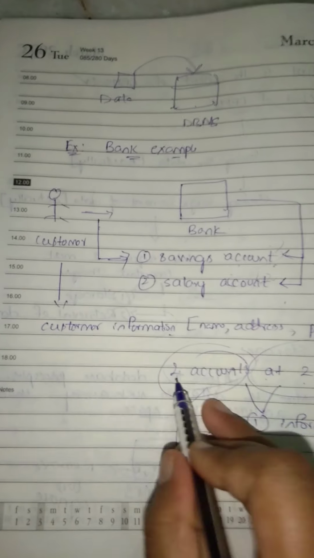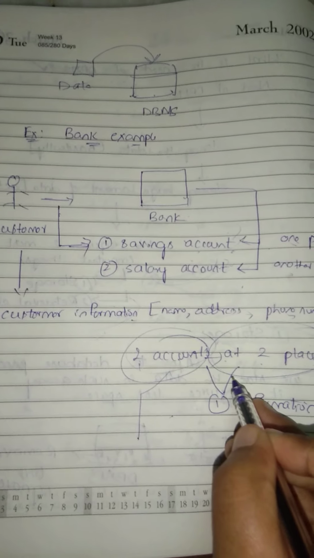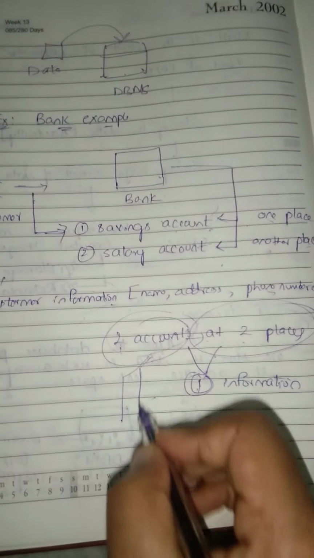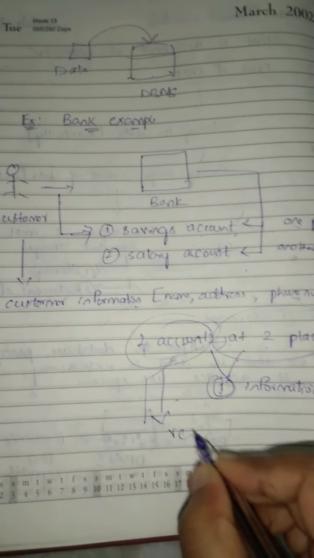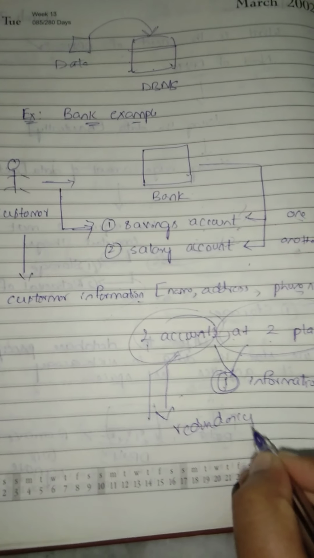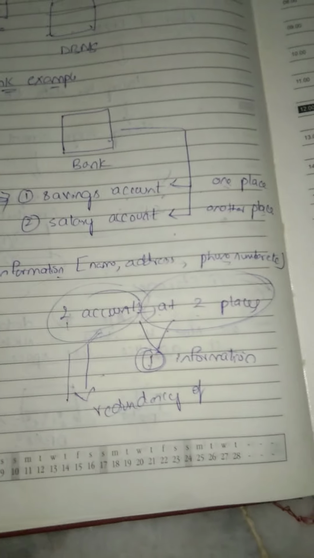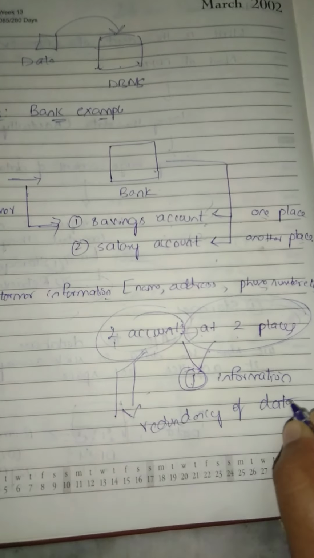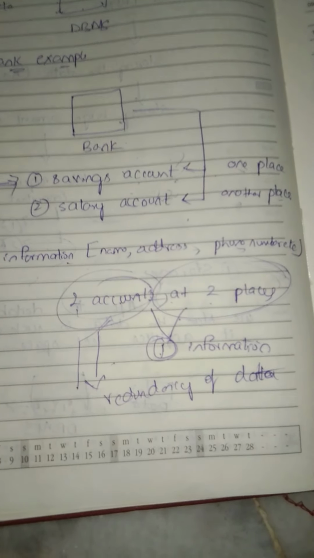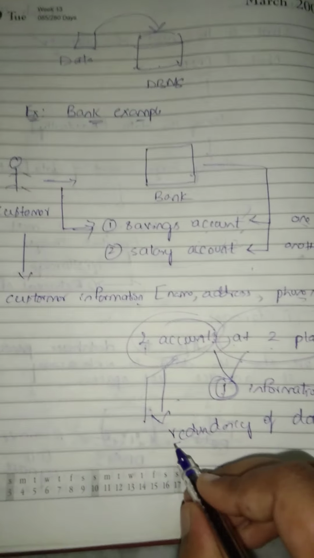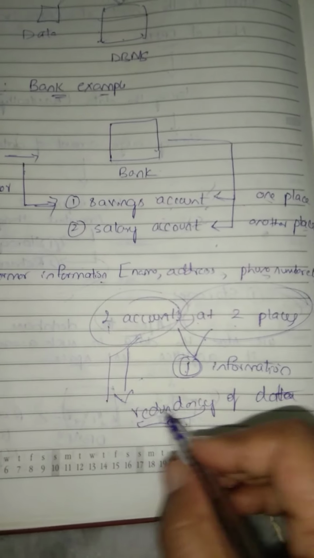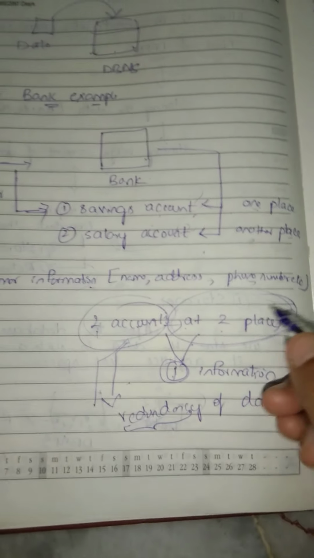Actually, see here, two accounts at two places in the bank were created with the same information. That means the data is being wasted. Here the redundancy of data has occurred, which we have seen in the previous tutorial. Redundancy of data, in the sense we have seen in file systems, is the drawback of the file system. Here also that has occurred. So this is the wastage of data, right?